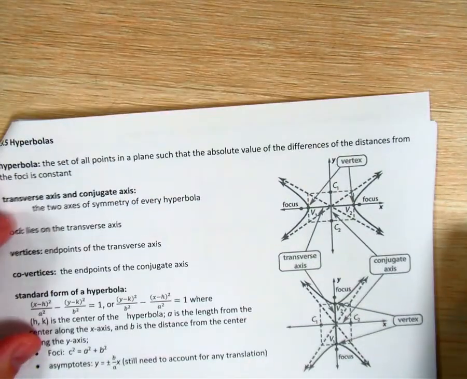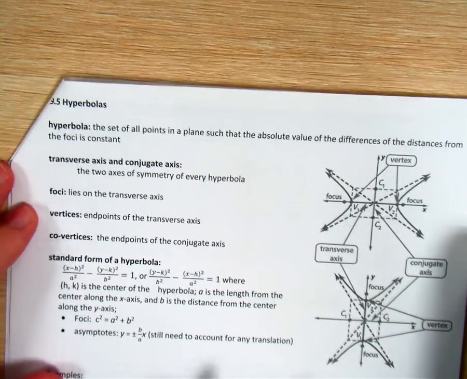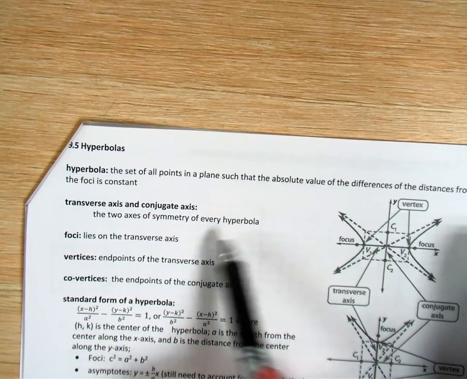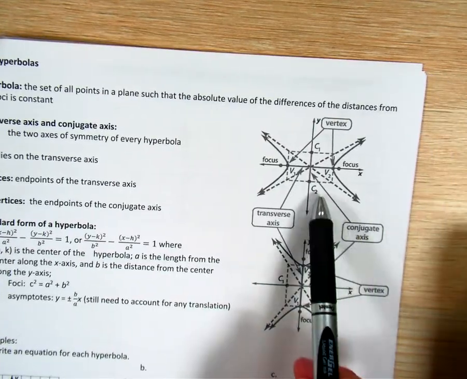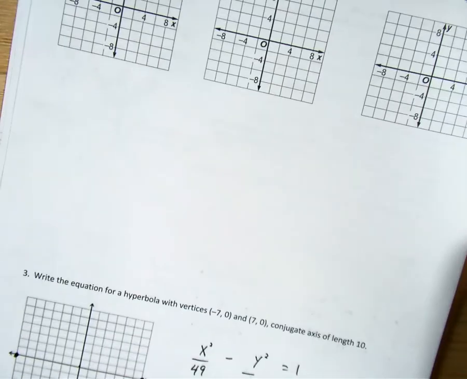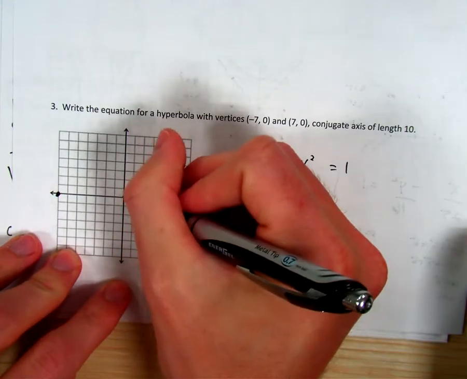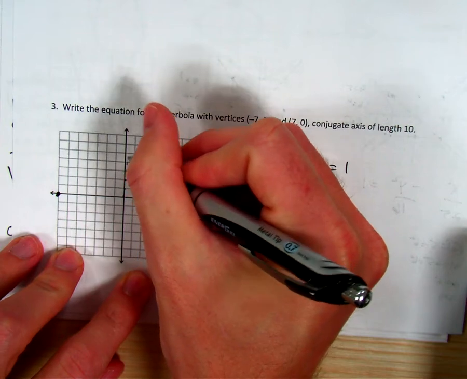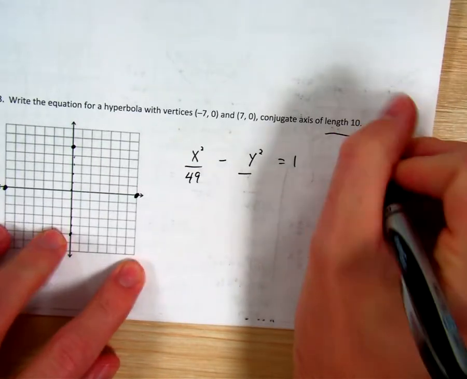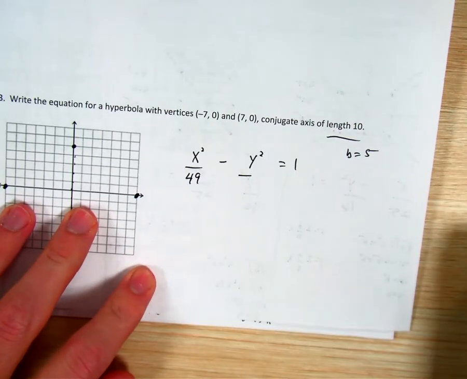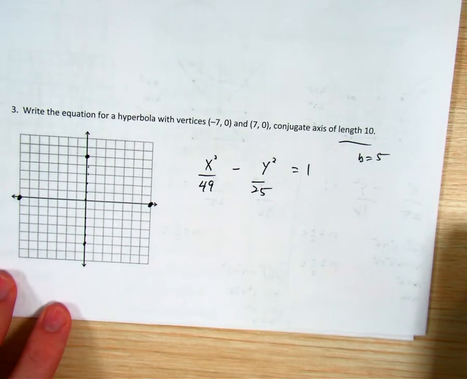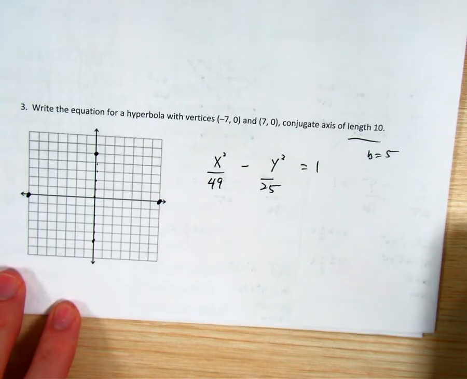Okay, let's flip back. The conjugate and transverse axis, the two axes of symmetry of every hyperbola. The conjugate axis will connect our co-vertices. So if that has a length of 10 all the way across, from my center it should only be 5. 1, 2, 3, 4, 5. That tells me that my B value equals 5. And 5 squared is going to be 25 down there. Okay? So there is the actual equation part.